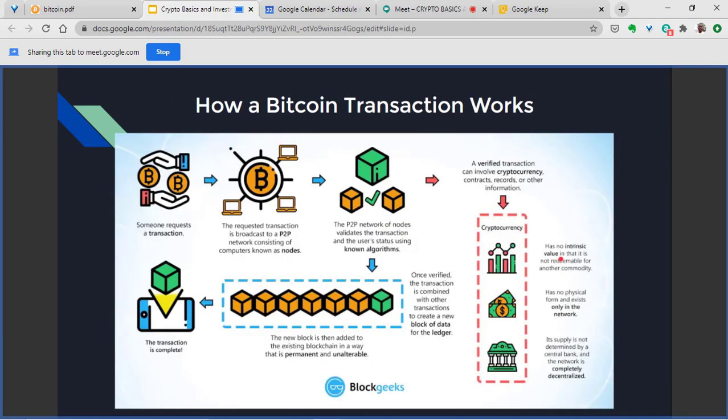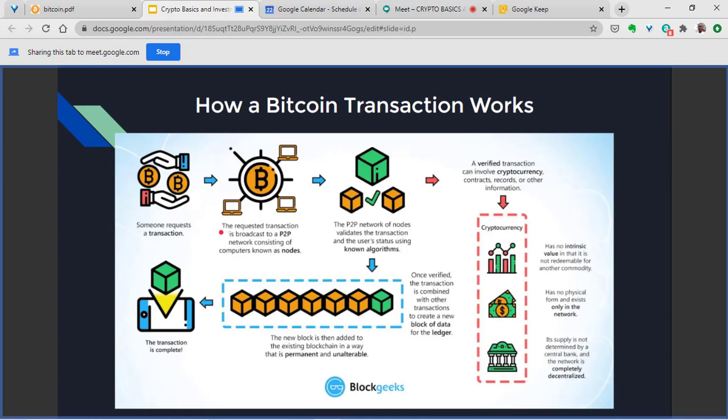So now let's go. How does a Bitcoin transaction work? So this is the fun part. On the Bitcoin network, if someone requests a transaction, let's say I have 5 Bitcoins and I want to send 2 Bitcoins to Tosin. Tosin is a fictional person here.